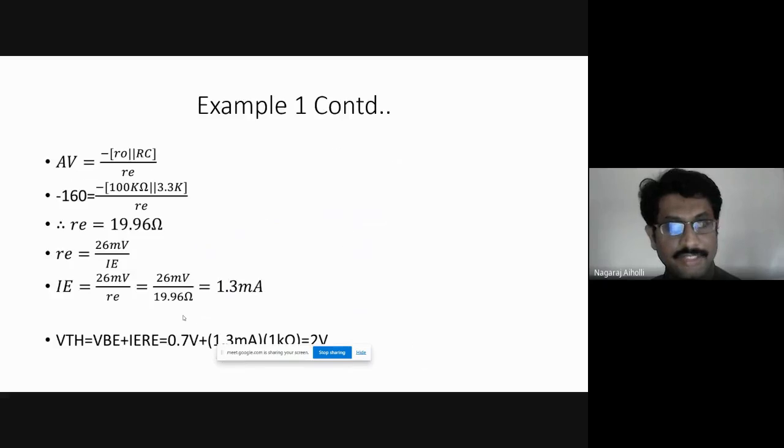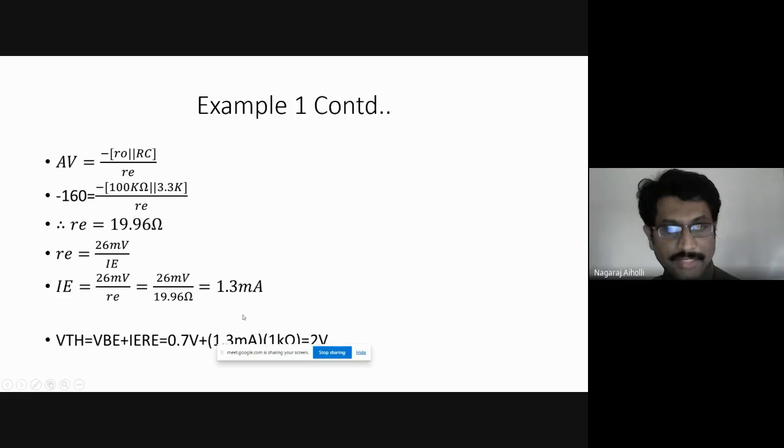First, I explained how to find the value using various relations and formulas. Now I'm explaining how to get the value of VCC. Previously we went in the reverse direction. Now let us apply those formulas to get the next values. VTH is given by VBE plus IE RE. VBE is 0.7 volts, it is fixed, plus IE is 1.3 milliampere.